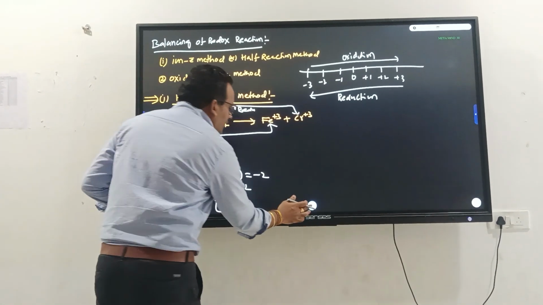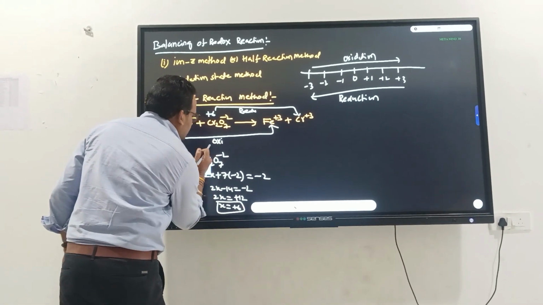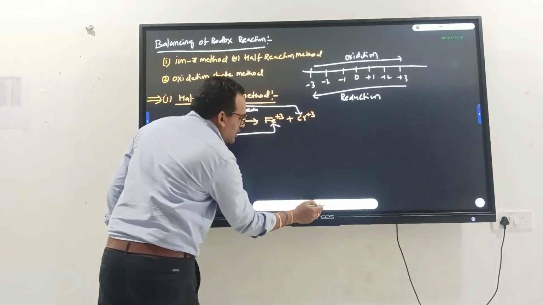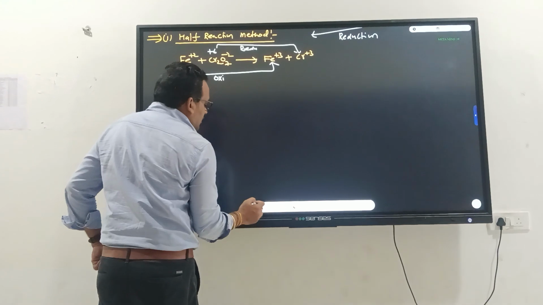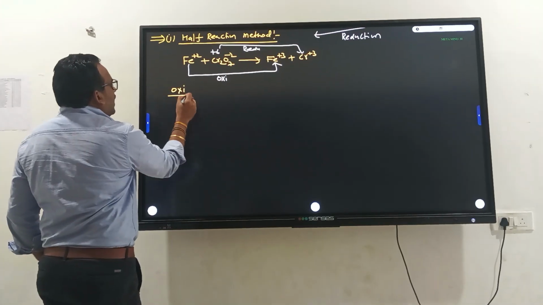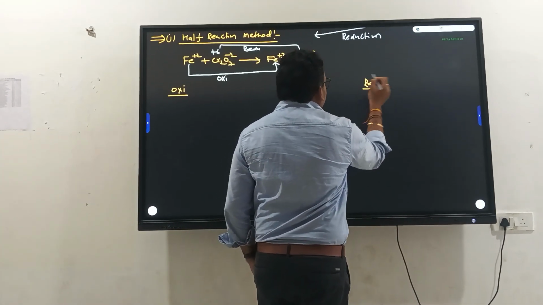Now here we have to separate the oxidation and reduction part, children. So how can you separate this one, children? Now see, this one I am taking as the oxidation part as the right side and the reduction part I am taking as the left side.